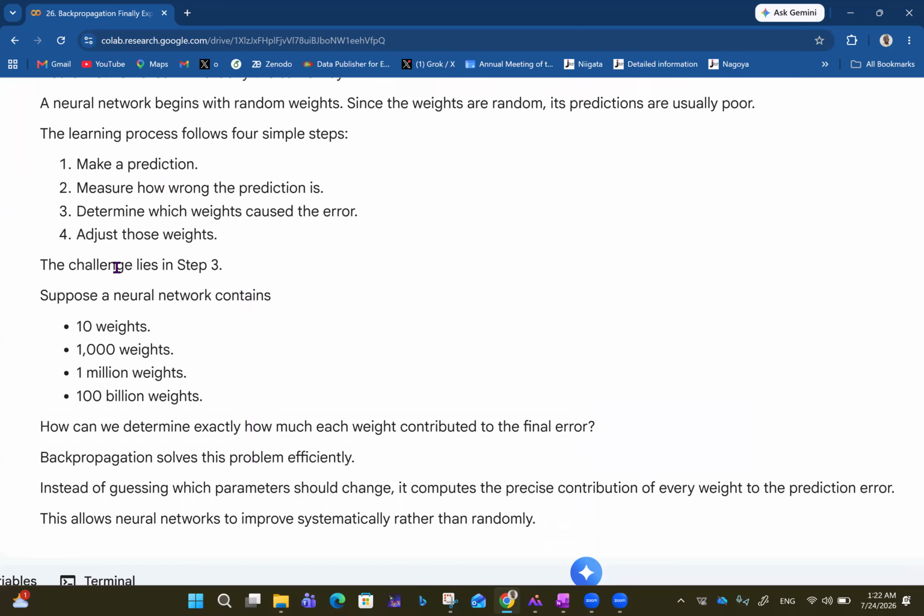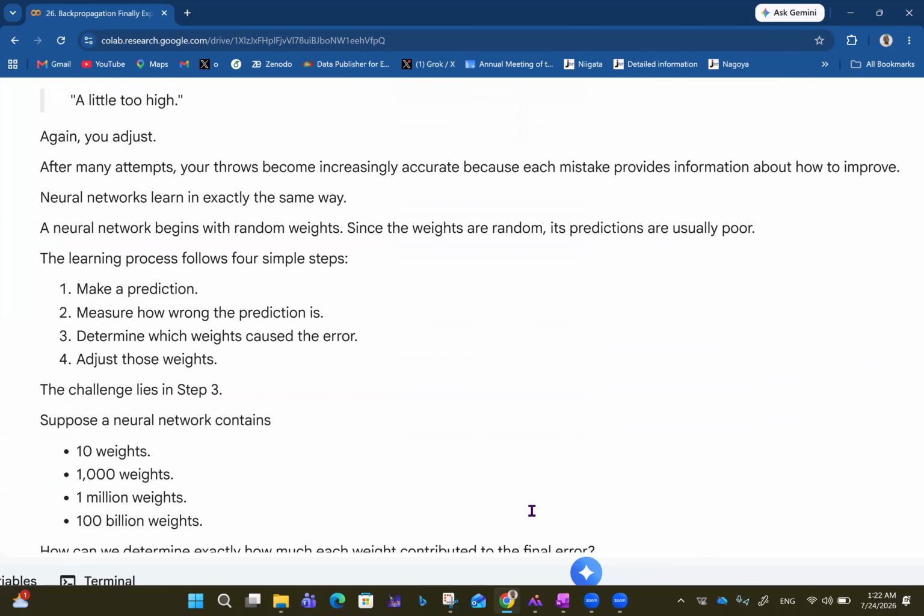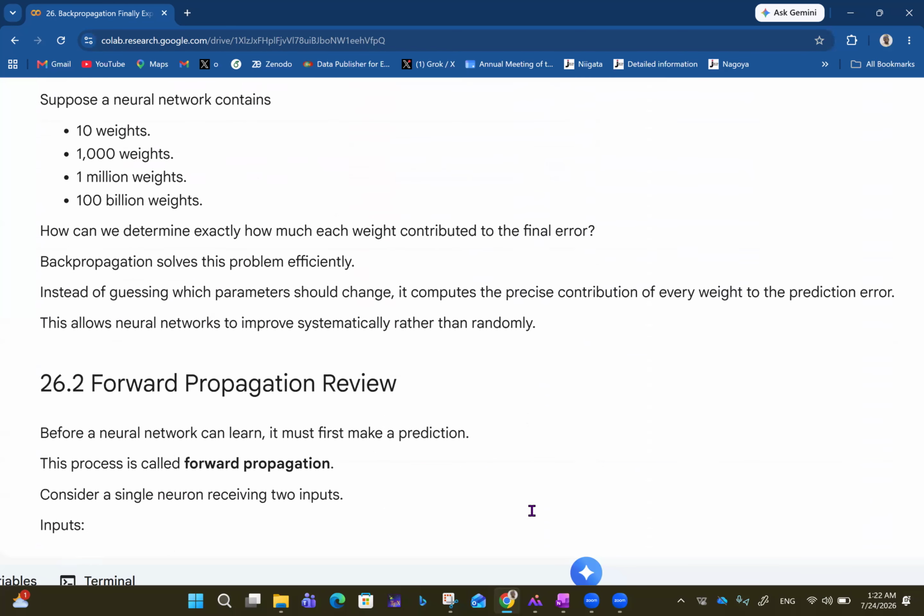Suppose a neural network contains 10 weights or 1,000 weights or 1 million weights or 100 billion weights. How can we determine exactly how much each weight contributed to the final error? Backpropagation solves this problem efficiently by computing gradients. Instead of guessing which parameters should change, it computes the precise contribution of every weight to the prediction error. This allows neural networks to improve systematically rather than randomly. That is why you start randomly and then go systematically toward the right results. So learning can be pretty difficult, but backpropagation solves the problem.